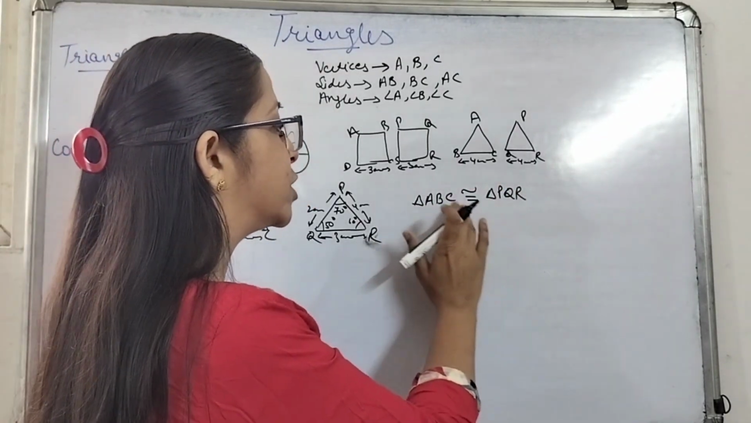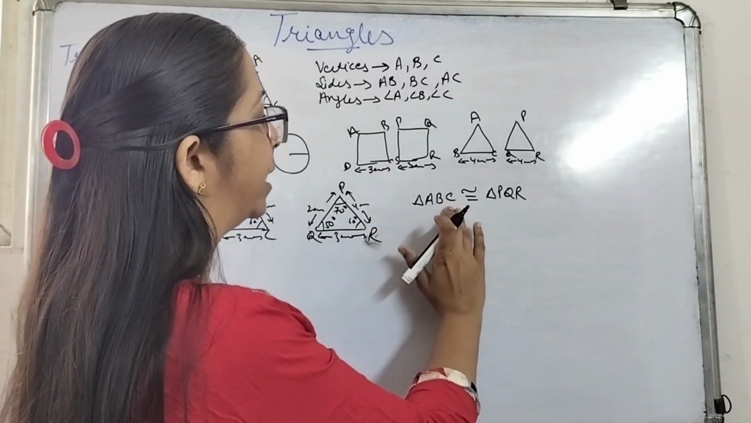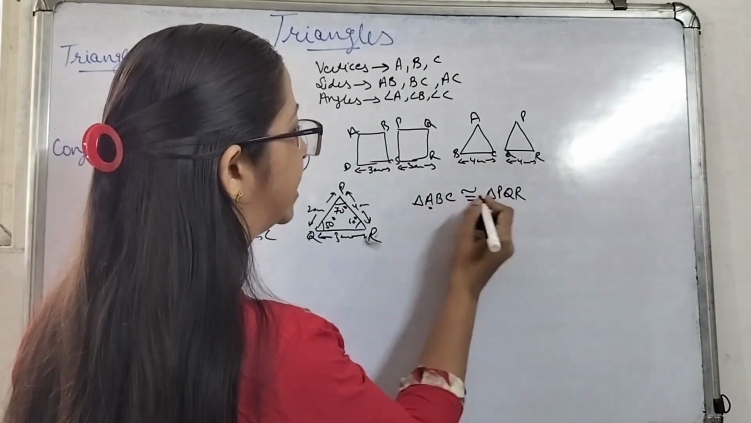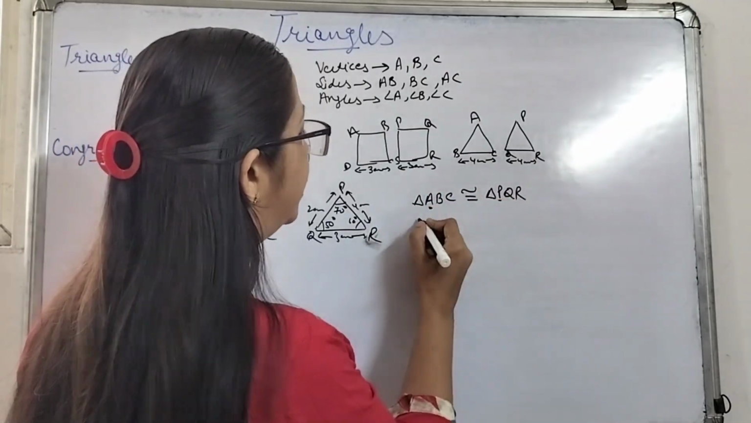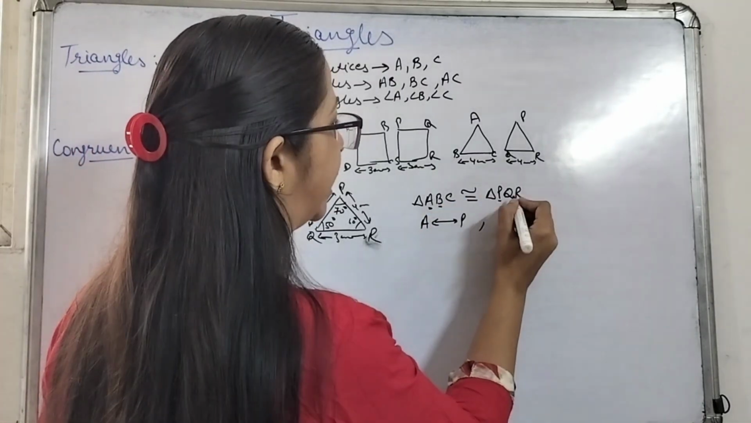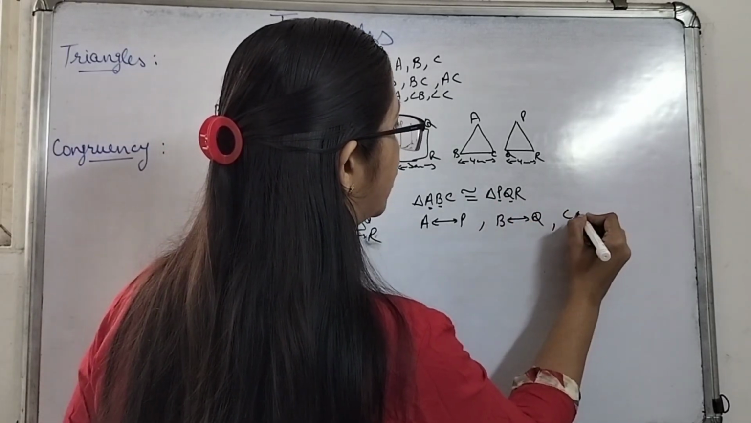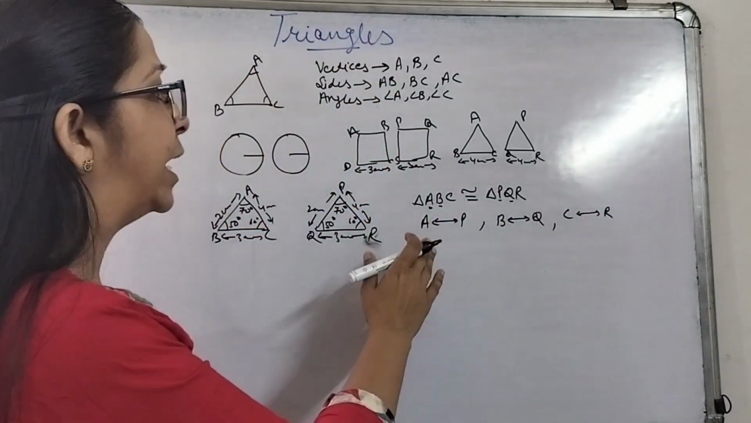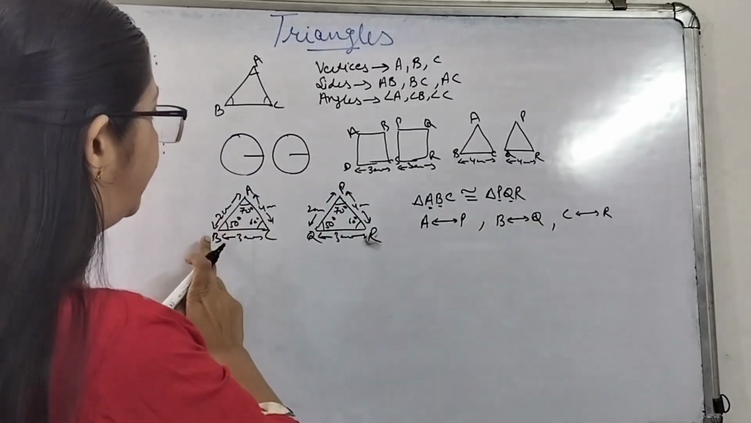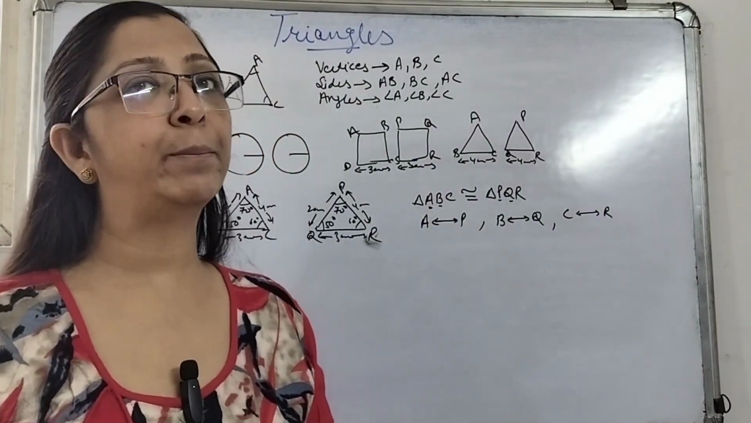Over here, the word corresponding is very important. That means if we are saying triangle ABC is congruent to triangle PQR, that means the first, A here and P here, so A will correspond to P. Second is B and Q, so B will correspond to Q, and C will correspond to R. That means if I keep P over A, Q over B, and R over C, then they are going to exactly overlap each other.